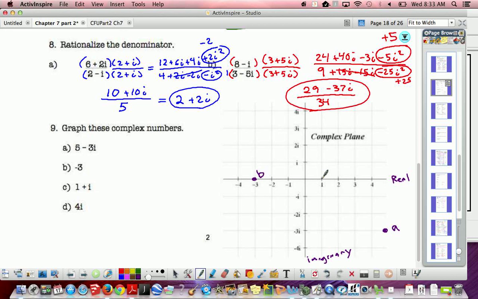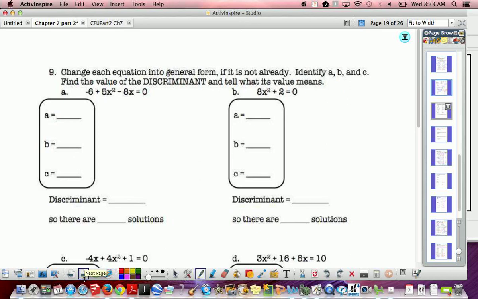1 plus i, here's 1 plus i, so there's C. And then with 4i, my real part is 0, so I'm just going up to here, and I am at D. All right, so there's page 2. Continuing on, page 3. Lots of problems on this review.